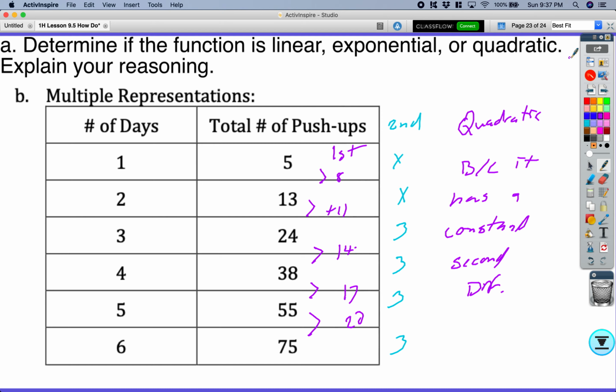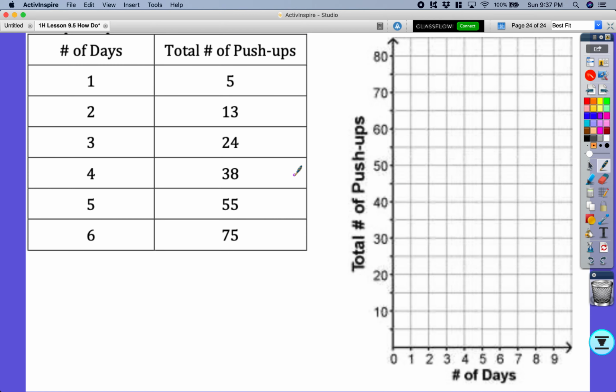All right, so now let's go ahead and graph this. So if I were to look on this, day 1 I would do 5 push-ups. Day 2 I would do 13. Day 3 would do 24. Day 4 I would do 38. Day 5 I would do 55. And day 6 I would do 75. And you can start to see that this is making a parabola.